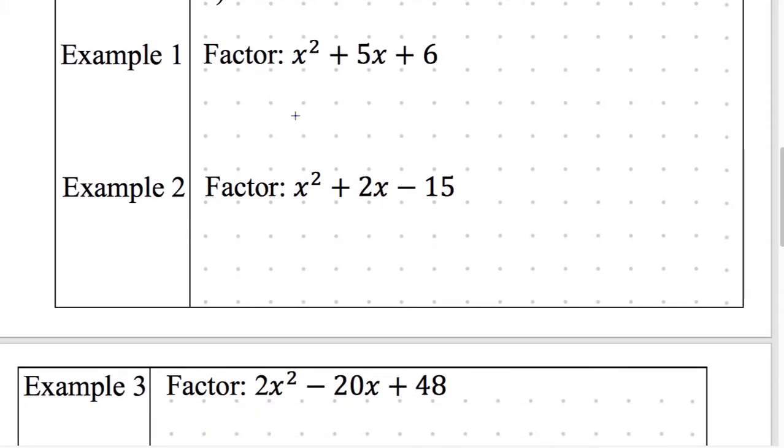Okay, coming down here to example 1. I need to factor this thing. So I'm going to set up a ninja star. Set up your ninja star.